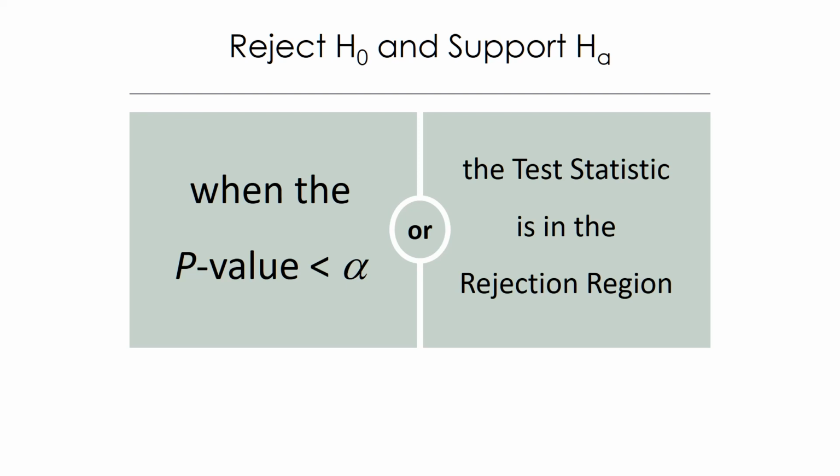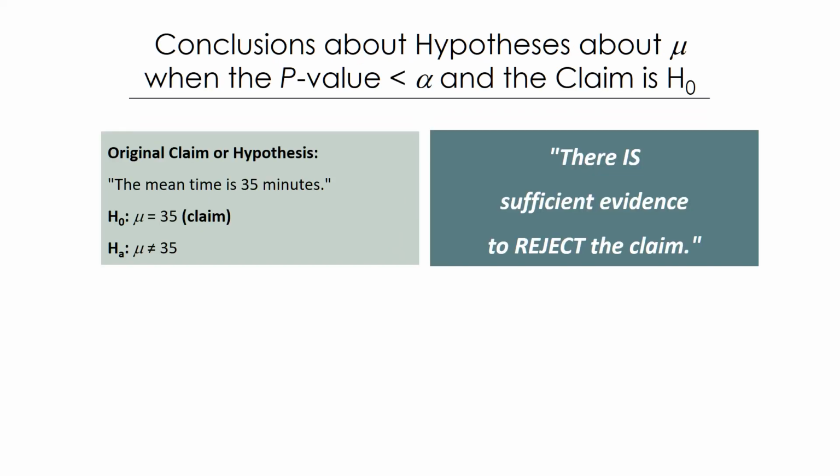So the summary is that we reject the null hypothesis and support the alternative hypothesis when the p-value is less than alpha or the test statistic is in the rejection region. For example, conclusions about hypotheses about mu when the p-value is less than alpha and the claim is the null hypothesis. There was one case from our previous 4 where the claim was the null hypothesis, and that's when the claim is that the mean is equal to some value.